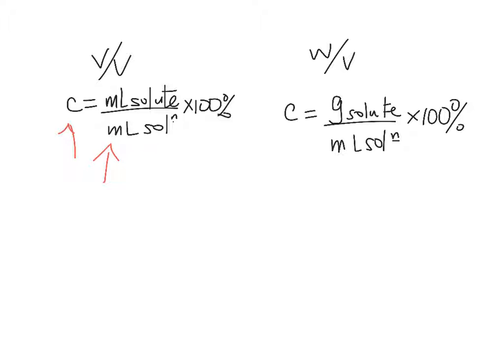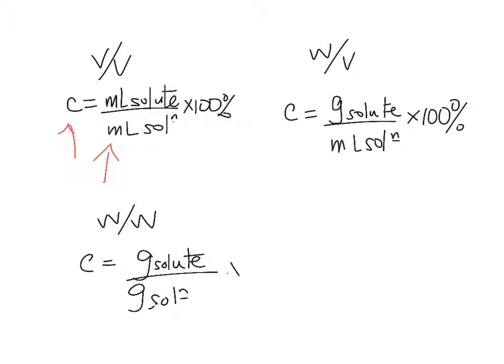And then the percent weight by weight. Small c is grams of solute over grams of solution times 100%. These are the only units you can use in these equations, so you might have to do some conversions given the data that you have. So we're going to do a couple of examples.